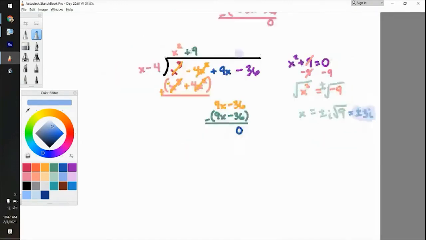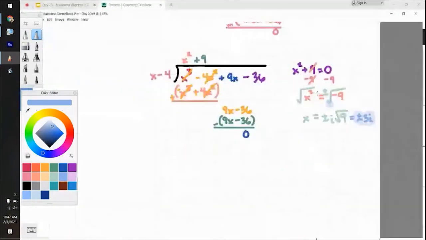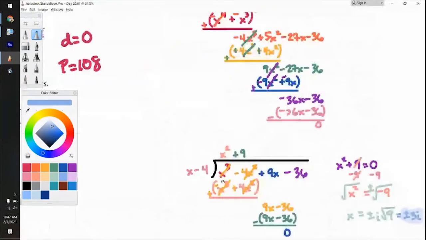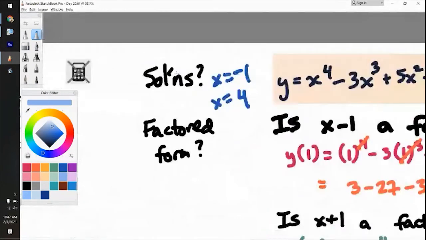All right, so if we go back up to the solutions here, now we're going to have all 4 solutions. So it's also x is equal to plus or minus 3i. Okay, so you have 2 here, 1 here, and then 1 here. So that's 4, which is what you should have based on that.